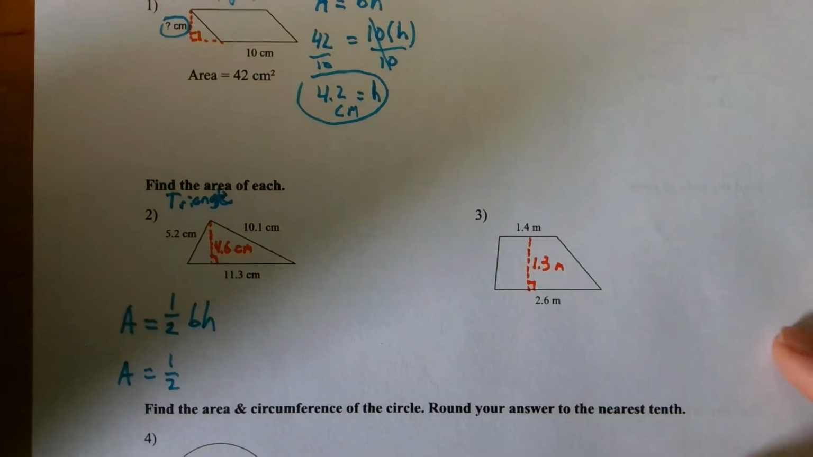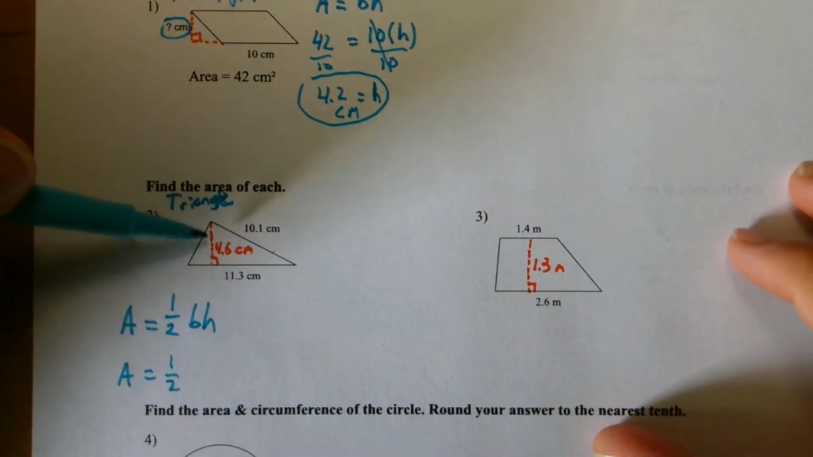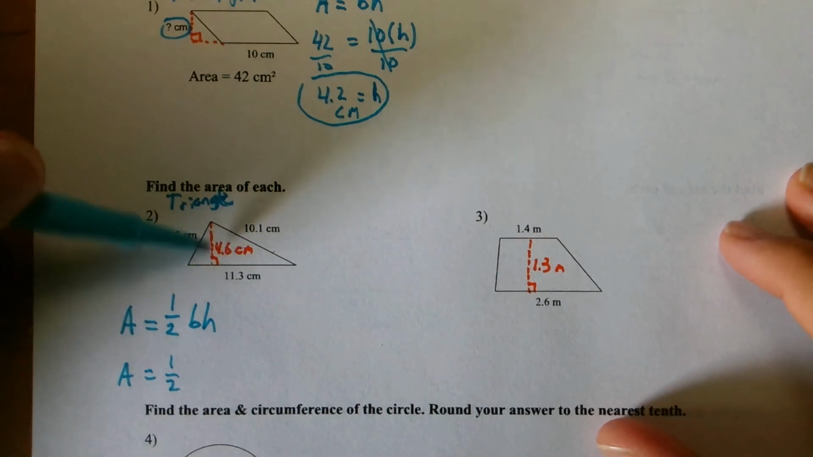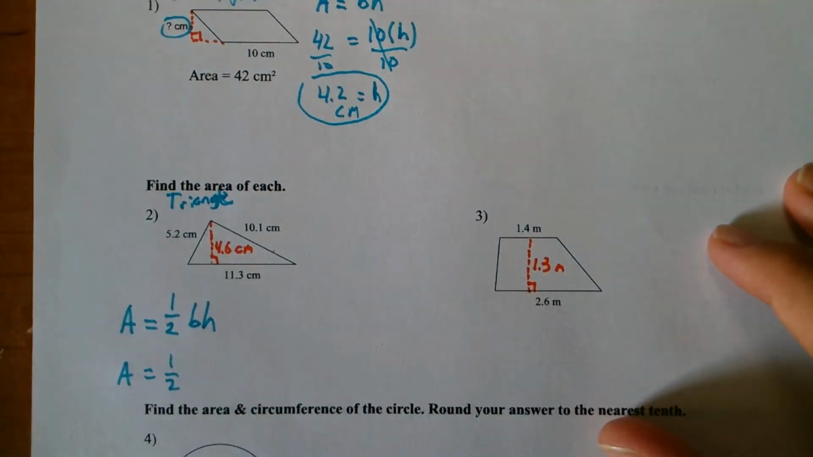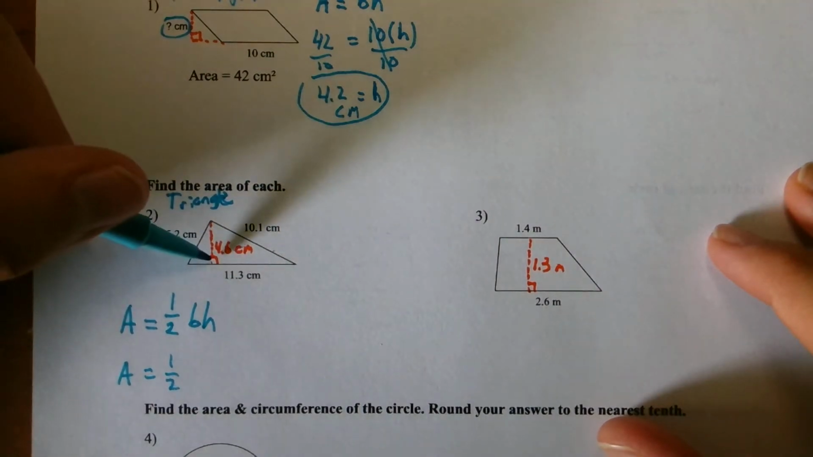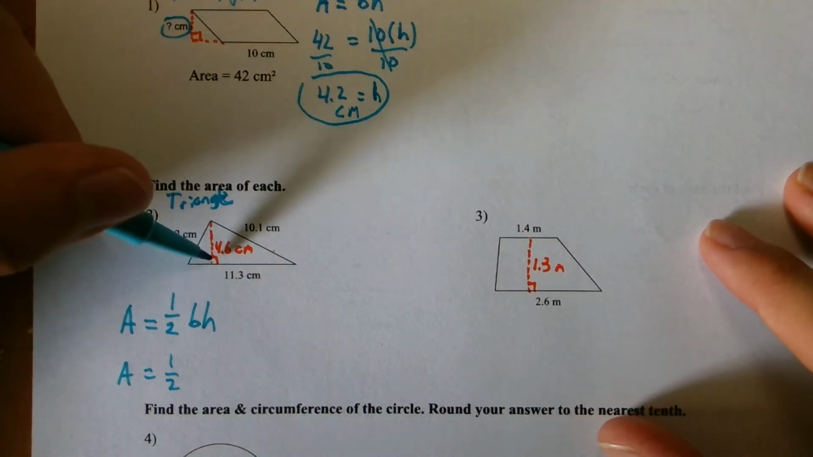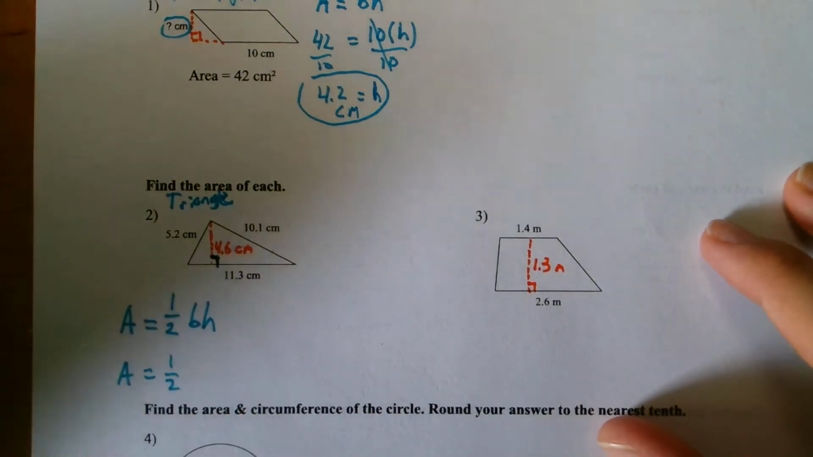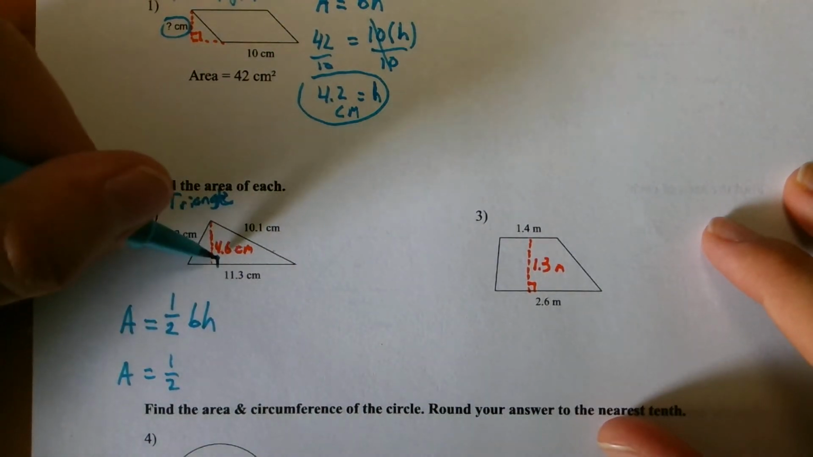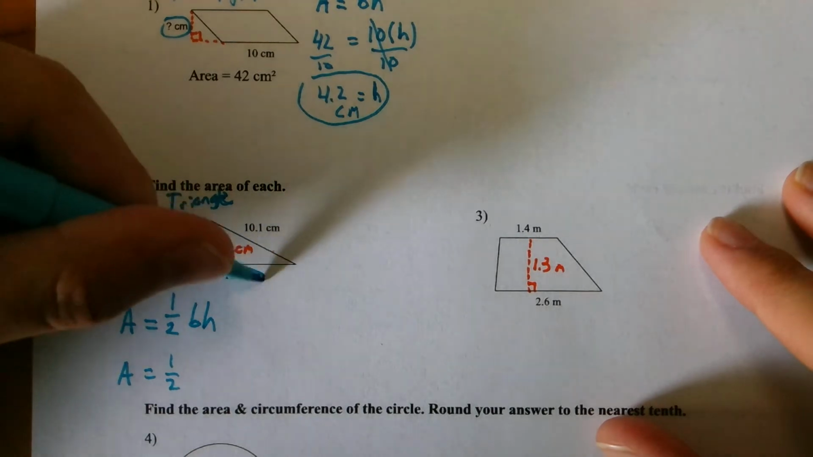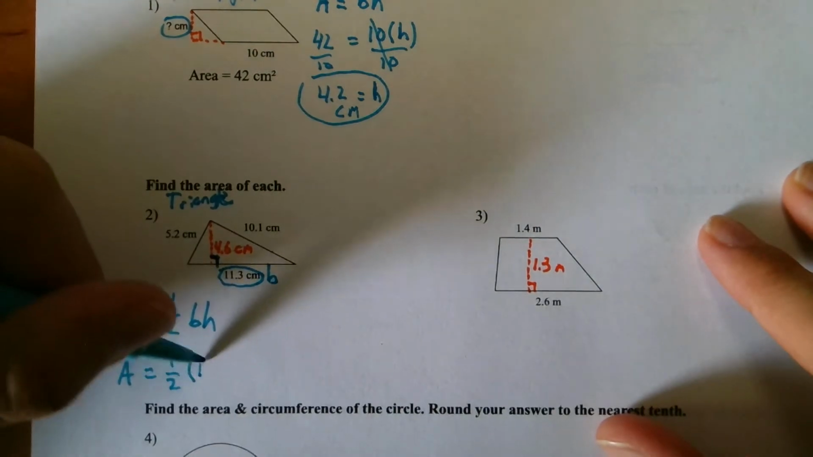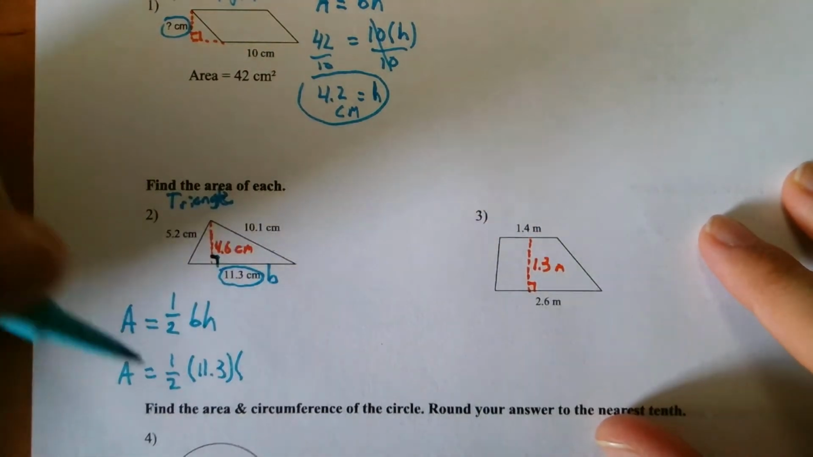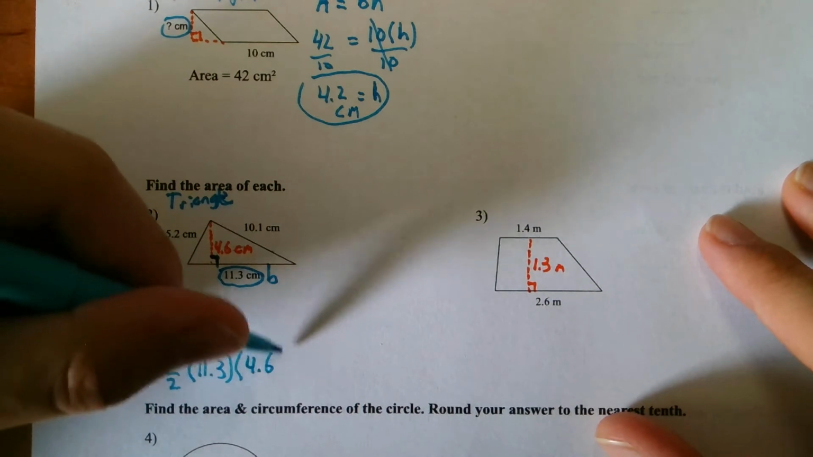times base times height. Now, typically with a triangle, the height will be kind of this dotted line at a right angle to the base. So for our case, let's use this 4.6 centimeters as the height. And then the base has to make a right angle with the height. So whatever side the height is making a right angle to, that's the side that we use as our base. So in this case, the base is going to be 11.3, and the height will be 4.6.